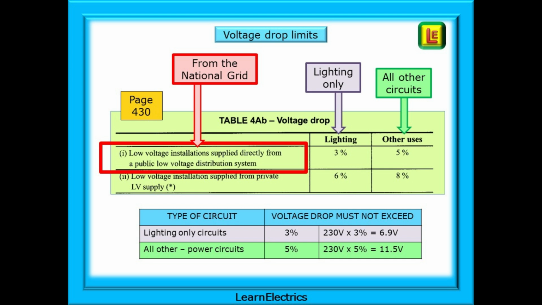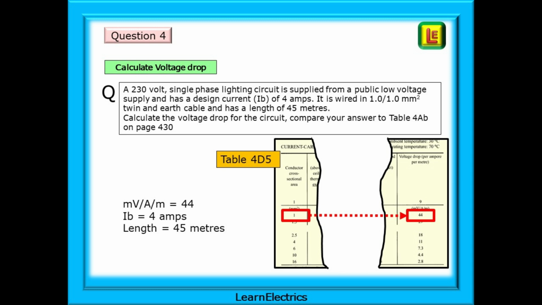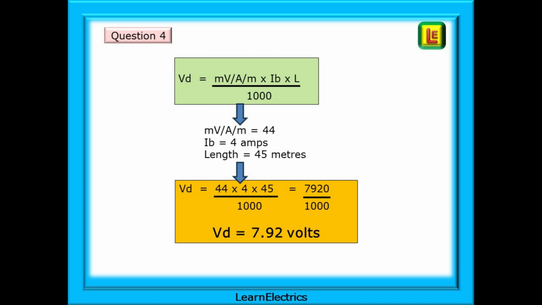The voltage drop must not exceed 6.9 volts for lighting and 11.5 volts for all other circuits. Let's now find the millivolts per amp per meter figure for 1 mm cable. Table 4D5 shows this as 44. We now have all the data that we need for the formula. IB is 4 amps and the length is 45 meters, both obtained from the question. This is the formula. Enter the data into the formula and the result should be 7.92 volts.